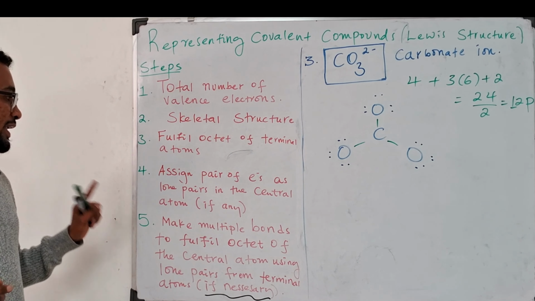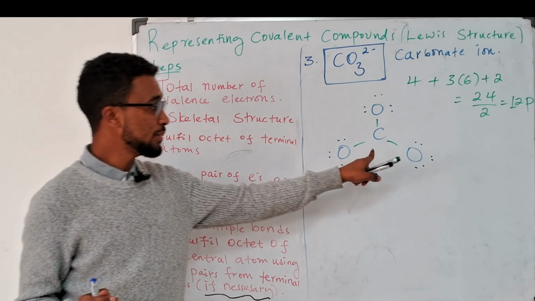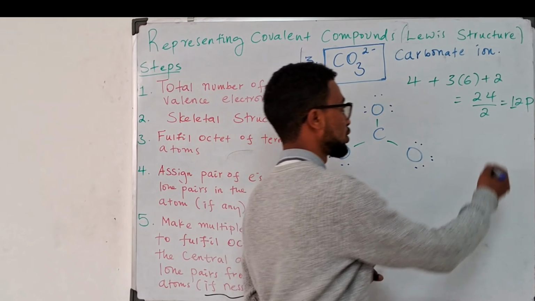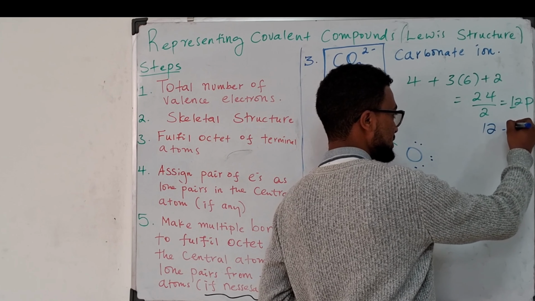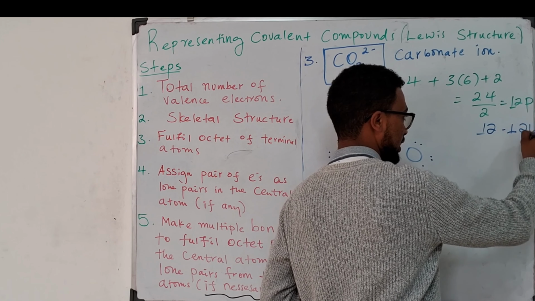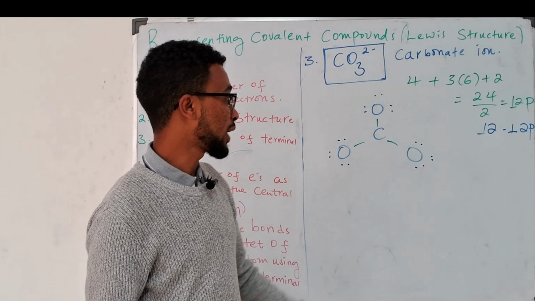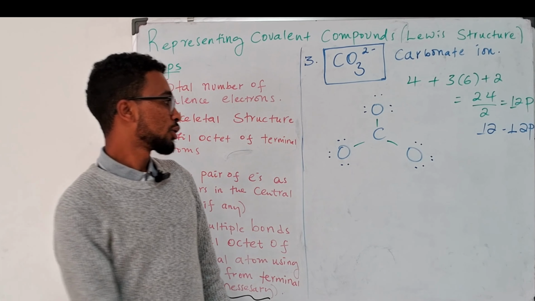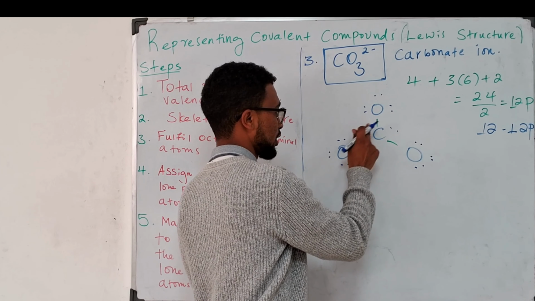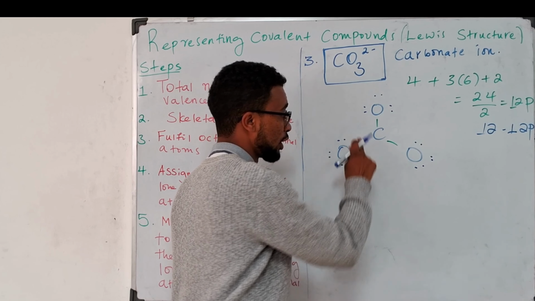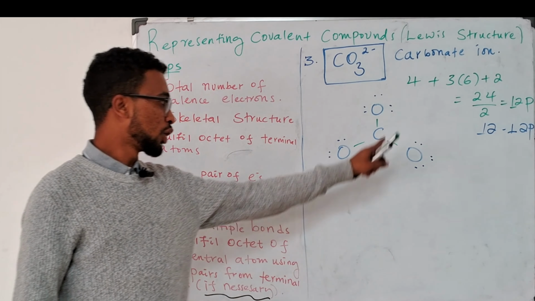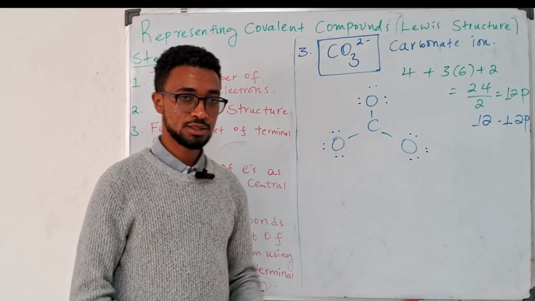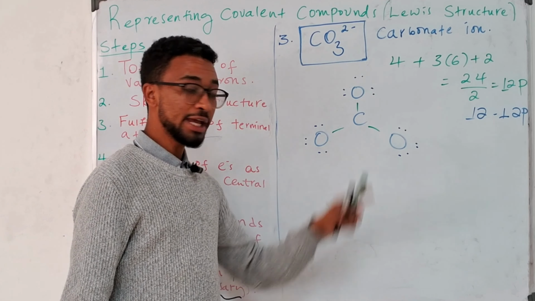Let's continue. Let's check how many pairs of electrons we have used so far. 4, 8, 12. So we had 12 pairs of electrons, and we have used 12 pairs, meaning we don't have any lone pairs of electrons around carbon, okay? I'm not going to put pairs of electrons around carbon because we don't have any lone pairs. Now let's check the octet of carbon. Count for carbon: 2, 4, 6. Carbon has not attained its octet yet.